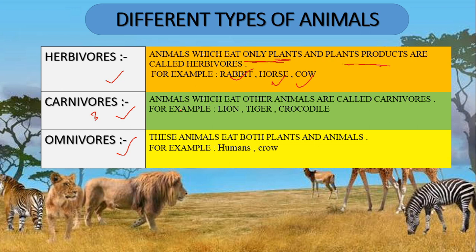And next, what are carnivorous animals? Those animals that eat flesh of other animals are called carnivorous animals, and they never eat plants and plant products. For example, lion, tiger, crocodile. Now, what are omnivorous animals? These animals prefer to eat both plants and animals. For example, crow and human.